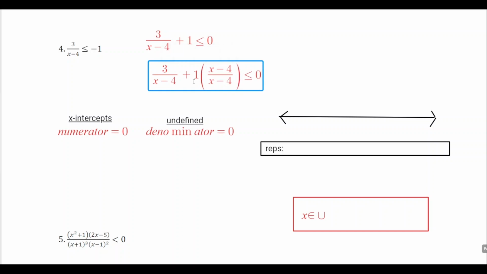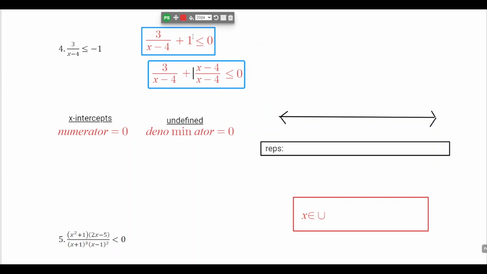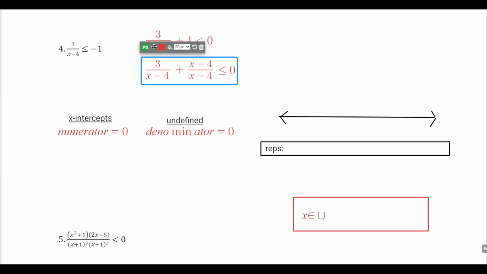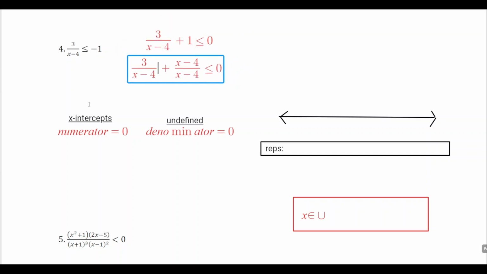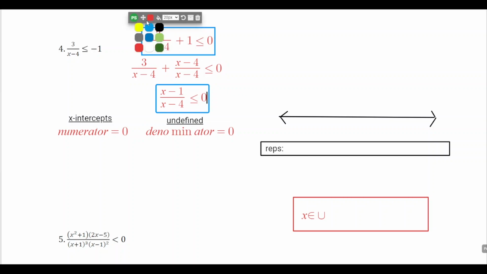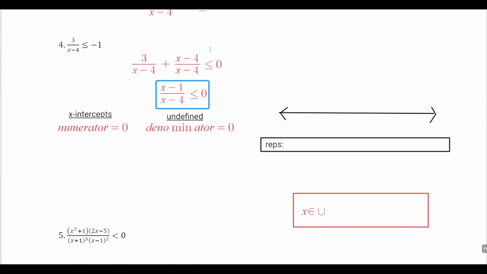All right, when we do that, 1 times anything is just going to be that anything, so we just get this. And now we can combine these two fractions, okay? So to combine them, we'll have 3 plus x minus 4. The 3 plus the negative 4 will be negative 1. So our numerator is going to end up being x minus 1 over x minus 4. And now we can go through the same steps that we did previously to find our solution set.